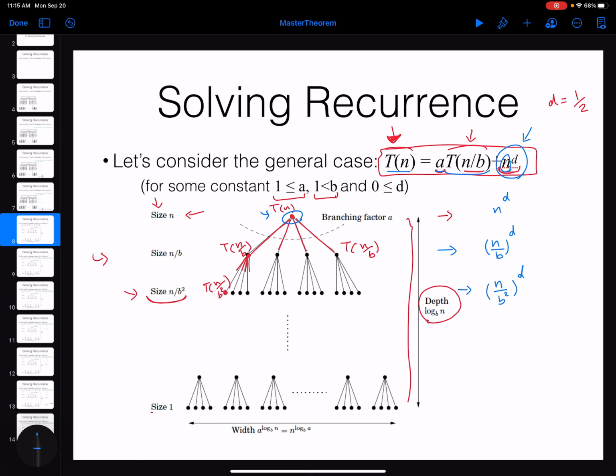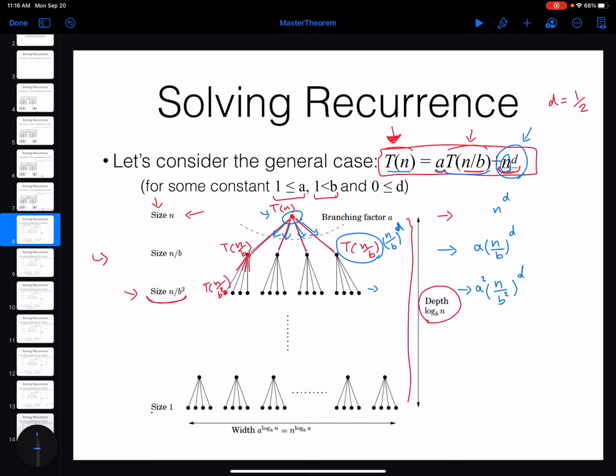Okay, one thing that I forgot is that for each of these boxes, the cost is going to be n divided by b to the power of d. How many of them do I have? I have a number of these boxes, so I need to actually multiply a to that as well. At this level I will have a to the power of 2 number of these costs.